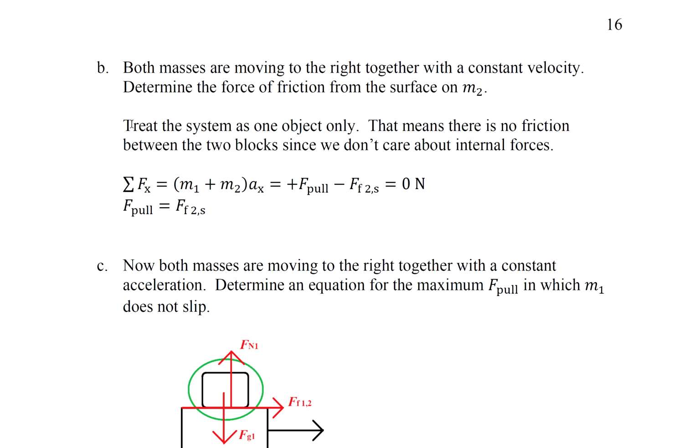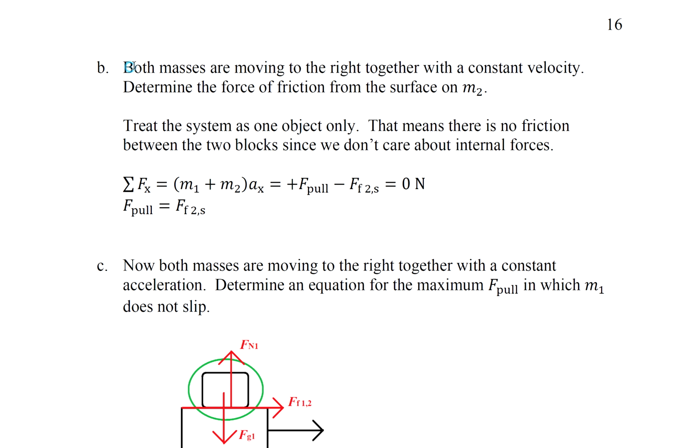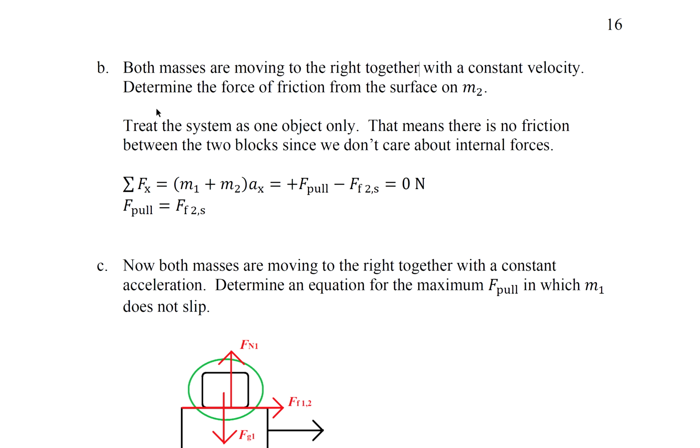So, let's treat the system as one object only. That means that there's no friction between the two blocks, since we don't care about internal forces. Because it says they're moving to the right with a constant velocity together. The key word here is together. So that's why M is equal to M1 plus M2. So force of friction is equal to force of pull.